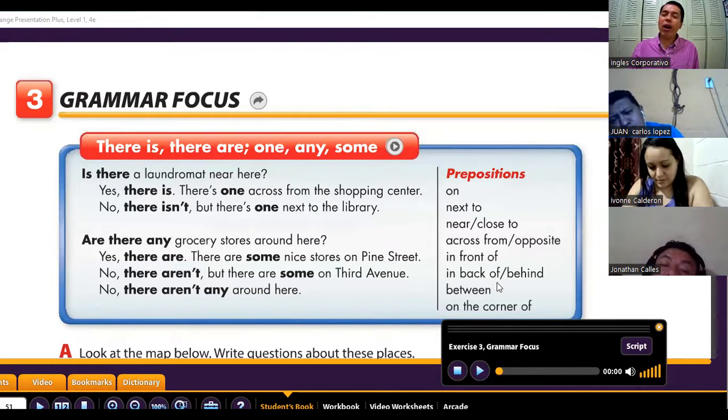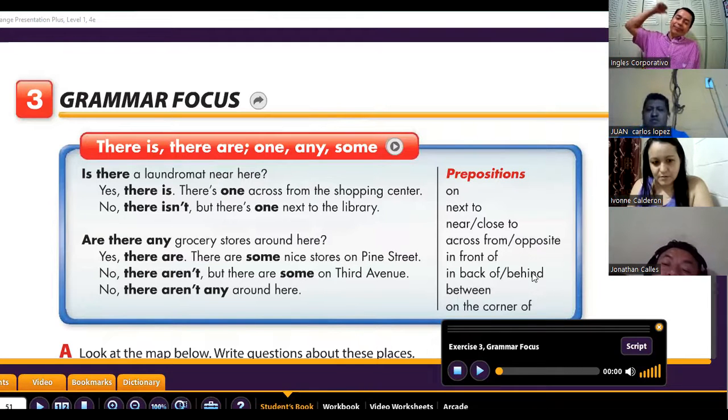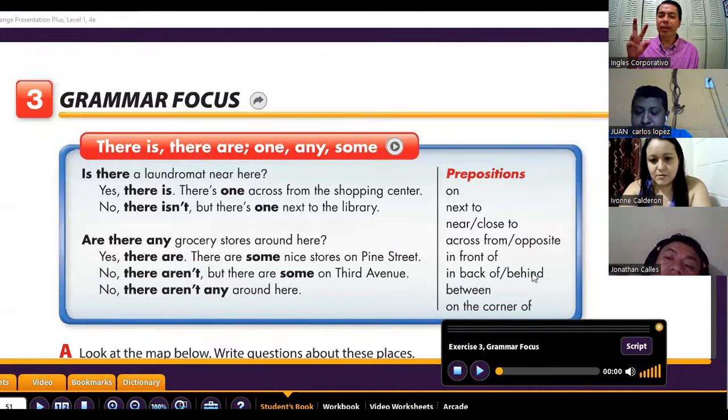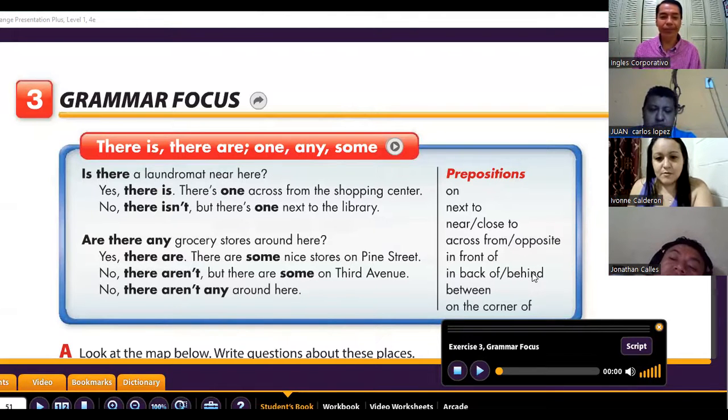In back of, or behind means atrás. Atrás, right? Between means en medio de, dos. En medio de dos. Si queremos decir en medio de varios, decimos la preposición among. Yo no sé si ustedes se acuerdan unos muñequitos raros que salieron hace poco, ¿no? Se llama among. Pues los mismos muñequitos esos quiere decir en medio de varios, among. Pero cuando digo dos, es between. Dos es between, among es más, ¿sí? Y por último, on the corner of, en la esquina de, ¿sí?